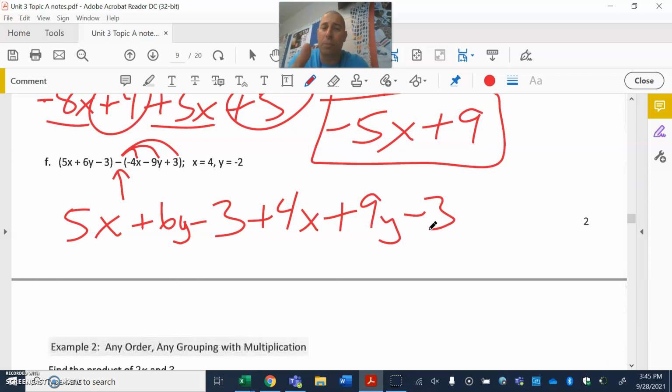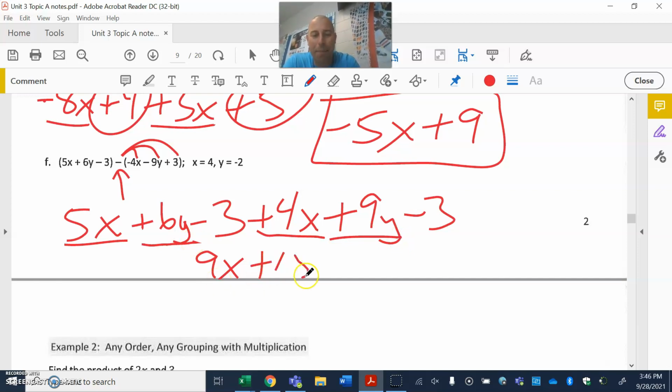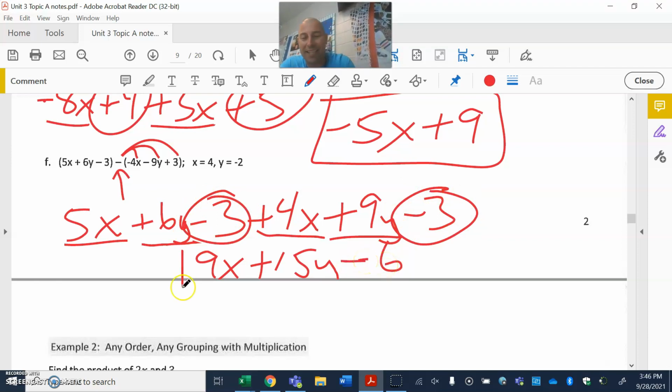Whoo! I like, again, to circle, underline, box things. It keeps me focused, especially when we've got a lot of things in here. Sometimes I even cross things off as I use them. So if I take the 5x with the positive 4x, I'm going to get a 9x. If I take the positive 6y with the positive 9y, I'm going to get a positive 15y. And if I combine the negative 3 with the negative 3, I'm going to get a negative 6, so it is a minus 6. So there we go. 9x plus 15y minus 6.